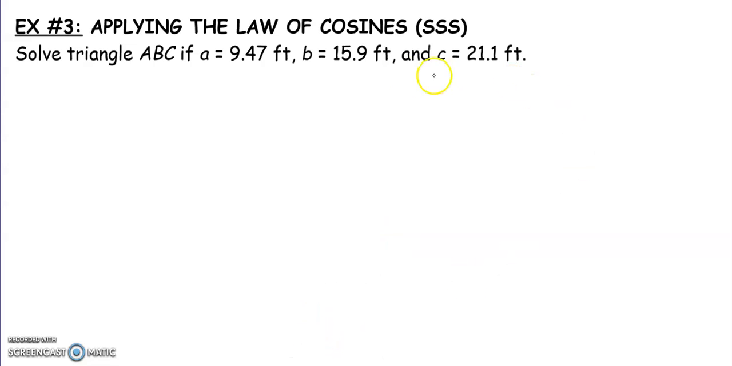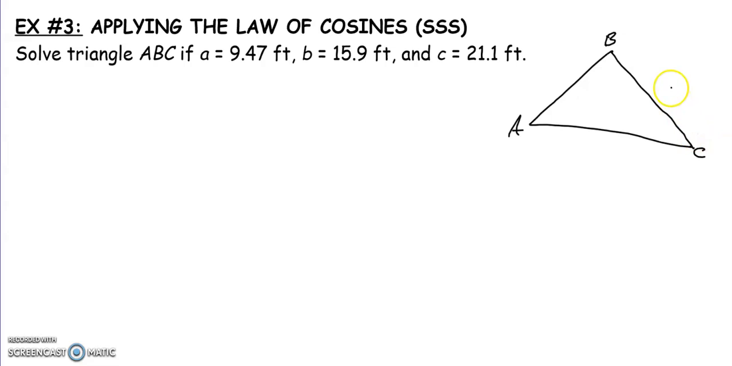So if they give you three sides, what is that going to look like? Let's go ahead and draw this triangle. Let's draw a triangle ABC, and the big A, the big B, and the big C are all corners, where little a, little b, little c are the sides opposite those angles. We are told a is 9.47, b is 15.9, and c is 21.1.